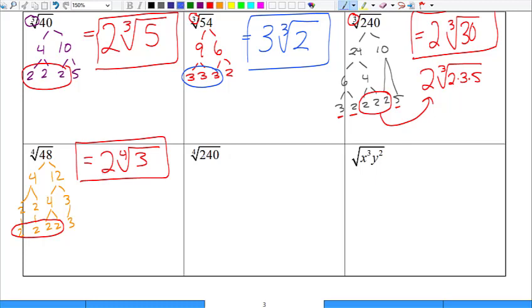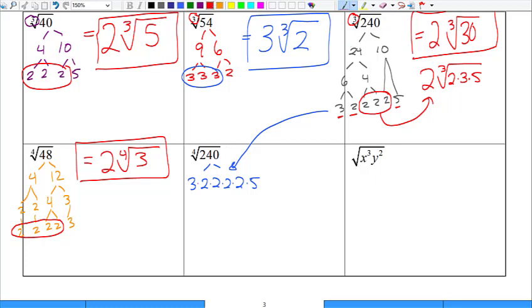Alright, the next problem is the 4th root of 240. Now I'm going to cheat just a little bit because I've already done the prime factorization of 240, so I'm just going to use that again. I know if I break it down again, I'll have a 3, looks like 4 2's, 1, 2, 3, 4, and a 5.